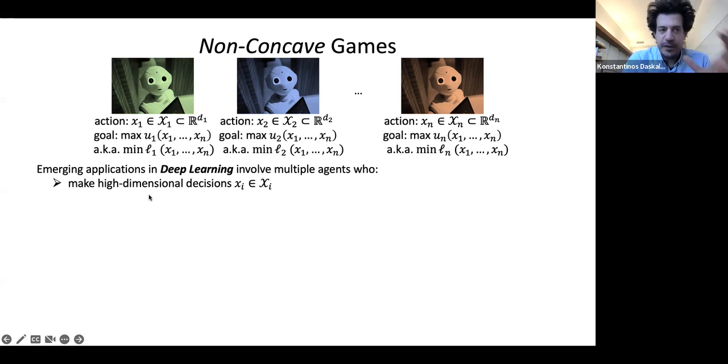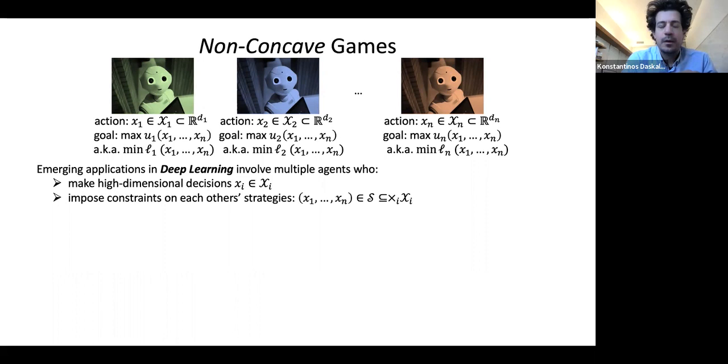Now, the features that we're interested in are the following. The strategies of the agents are high dimensional. They may be imposing constraints on each other. So let's call calligraphic S the constraints on what strategies can go together. Think of it as, if one robot is producing 1 kilo of potatoes, then the other robot can buy at most 1 kilo of potatoes. They cannot buy more than the potatoes that the other robot produces. So there are constraints on the strategies that this group of agents can jointly choose.